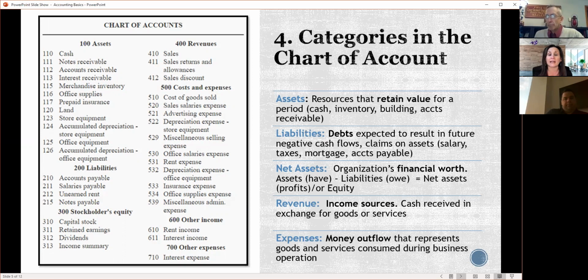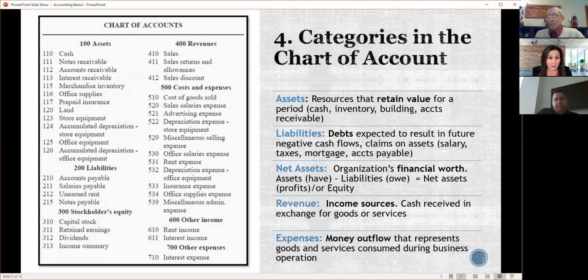The first one is a category for their assets. And these are all the things that retain value for the organization. So it could be cash, it could be their inventory. The building that we manage is part of a huge asset of our organization. And accounts receivable is also an asset.